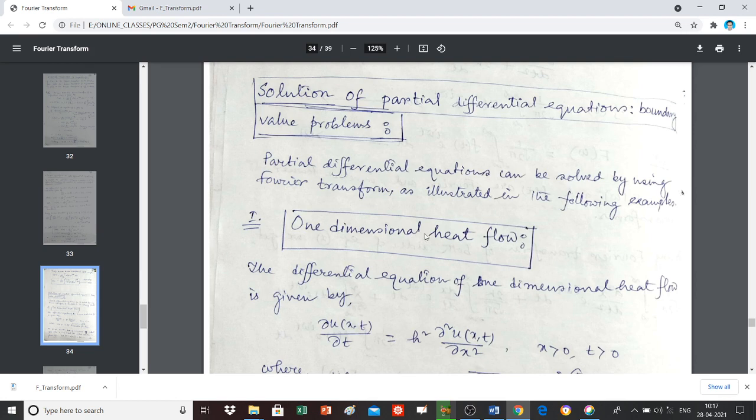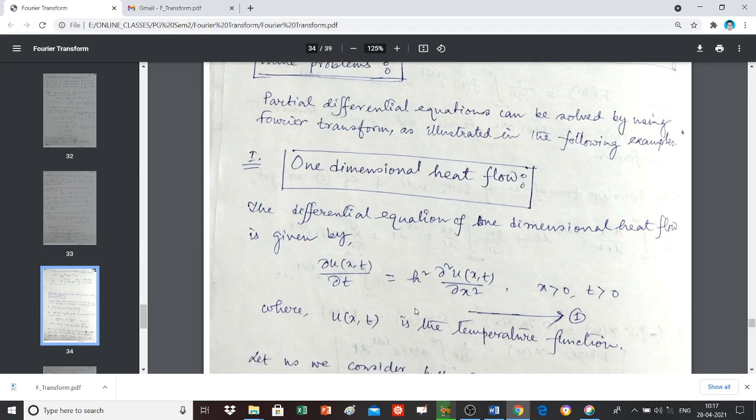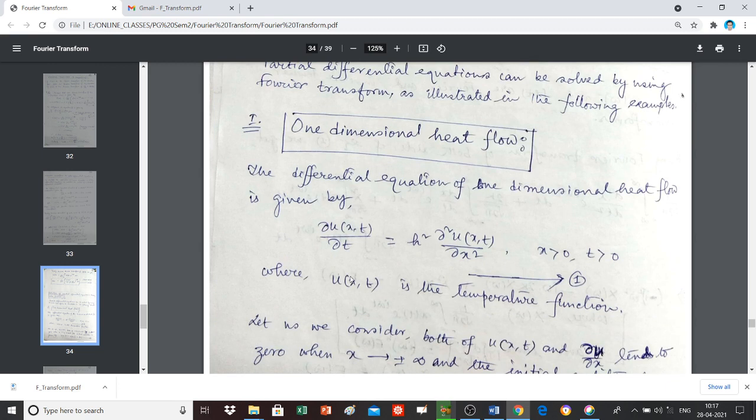First one is one-dimensional heat flow. You are very familiar with the one-dimensional heat flow equation: del u(x,t) by del t is equal to h square del 2 u(x,t) by del x square, when x is greater than 0, t greater than 0. Here h is a constant, and u(x,t) is the temperature function.